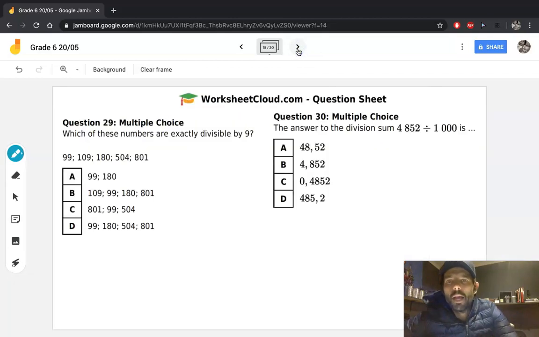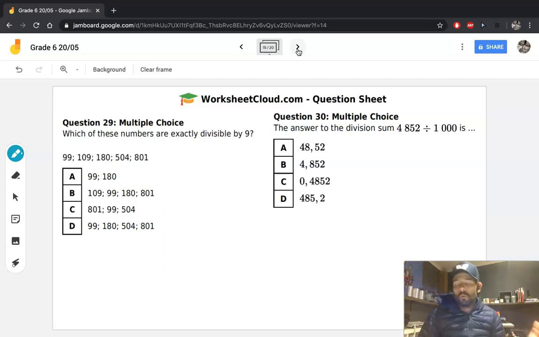Question number 29 is another multiple choice question. Which of these numbers are exactly divisible by 9? Okay, so here this is all about divisibility rules, which we've covered in a lesson before. I'm not going to have time to cover all of the divisibility rules right now. So please go back and have a look at that division lesson along with the activity and memo that is there for you to consolidate that information.